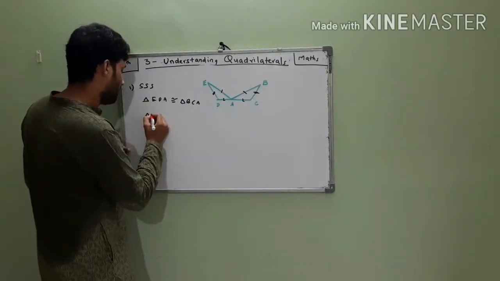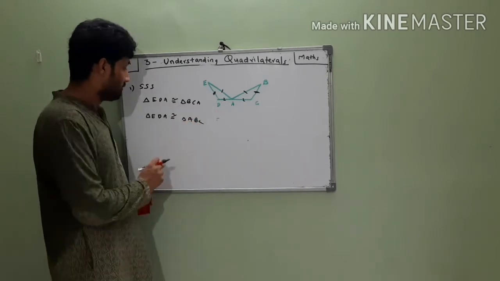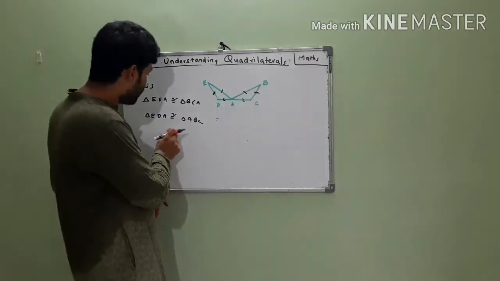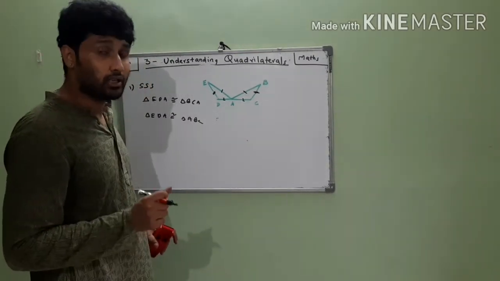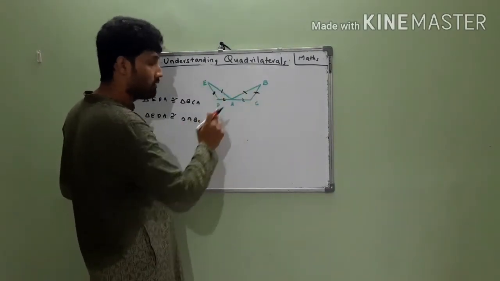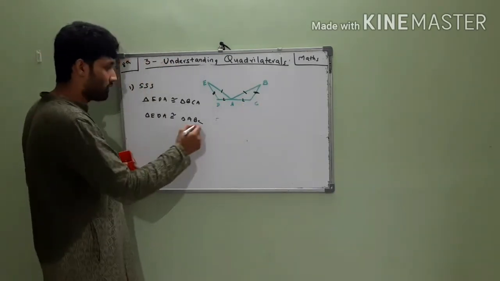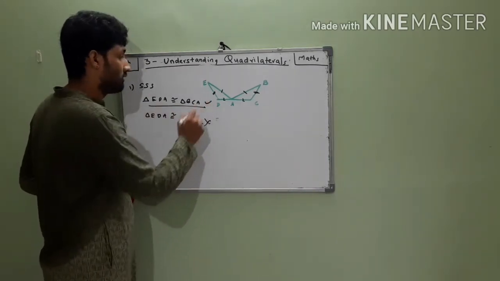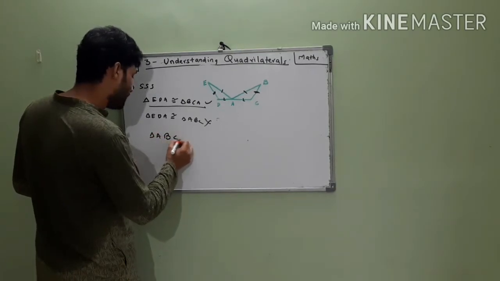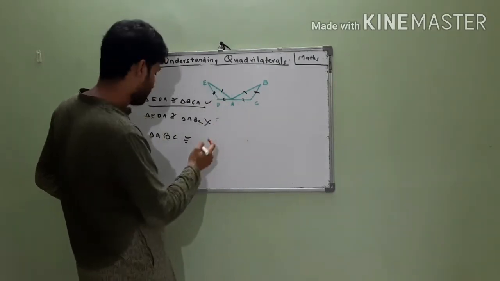If you write triangle EDA is congruent with ABC, it is incorrect because the corresponding sides are not matching, they are not equal. ED equal to AB? Is ED equal to AB? No. ED is equal to BC, right? So this you cannot write. This is not correct. This is right. If you want to write triangle ABC, how can you write it? Triangle ABC is congruent with AED.